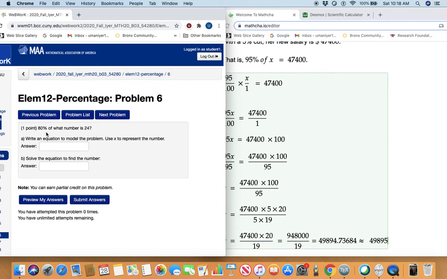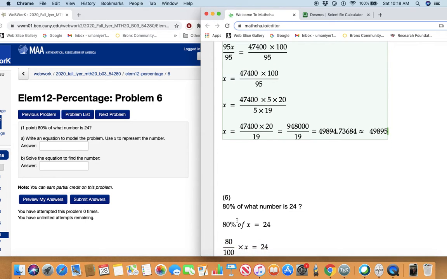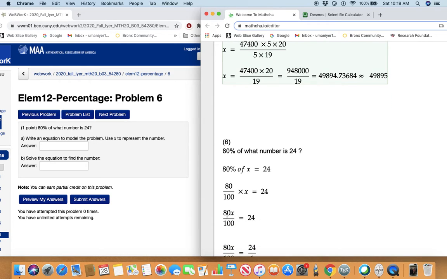80% of what number is 24? Write an equation. 80% of what number is 24? 80% of x is 24. Is becomes equal. Of x. What number? X. Percent means 80 over 100. Of means multiplication. X is 24. So that gets me this particular equation. This is the equation I will write down.